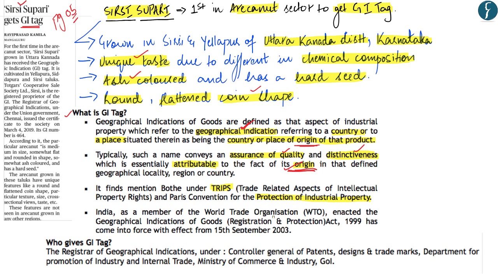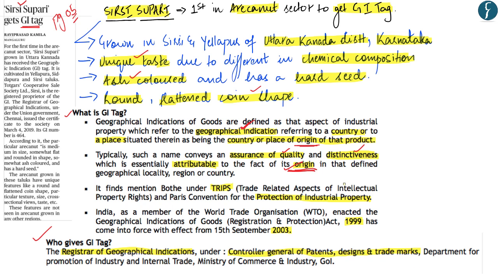Lastly, since India is a member of the WTO, it enacted the Geographical Indications of Goods Act in the year 1999, which got enforced from the year 2003. Another thing to know is who gives this GI tag? The answer is the Registrar of Geographical Indications. And this Registrar of Geographical Indications comes under the Controller General of Patents, Designs and Trademarks under the Department for Promotion of Industrial and Internal Trade, Ministry of Commerce and Industry.